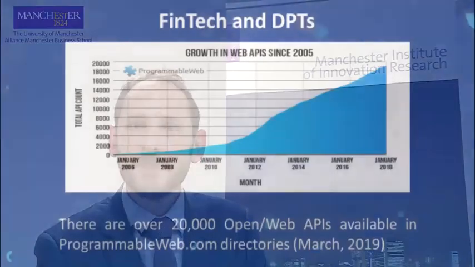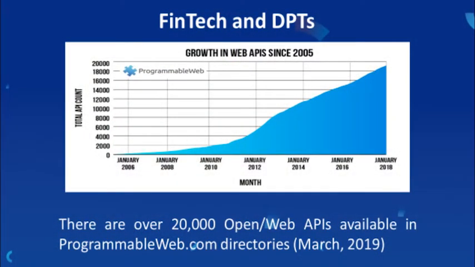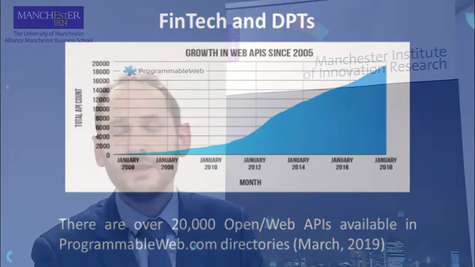APIs have been a very fast growing business. So recent data by programmableweb.com shows that there are over 20,000 open or web APIs now. So it basically started in 2006 and now by 2018, 2019, there are more than 20,000 of such APIs available in the field of fintech.